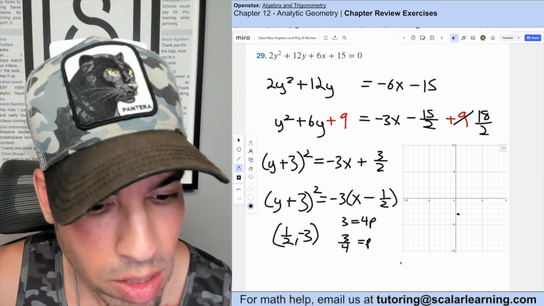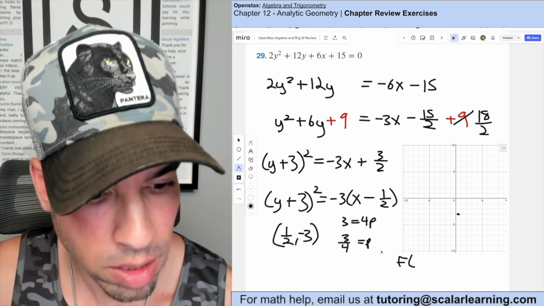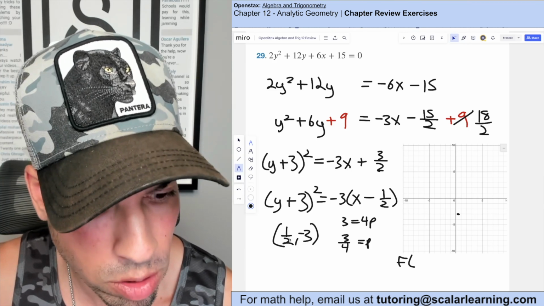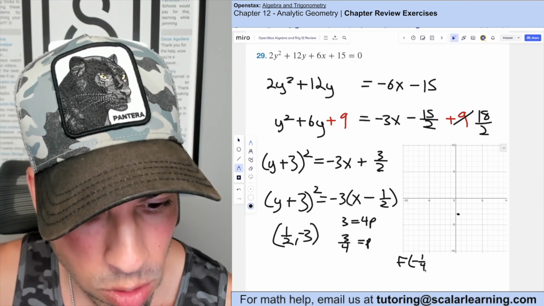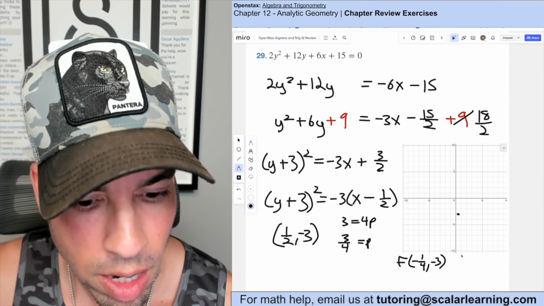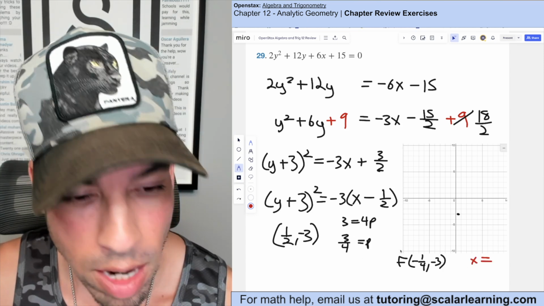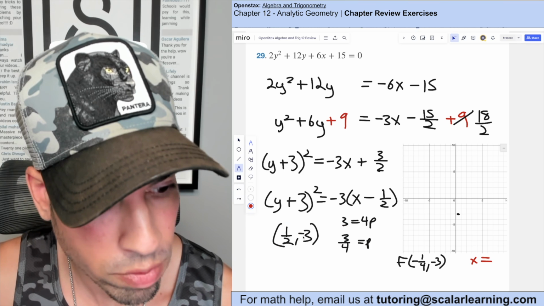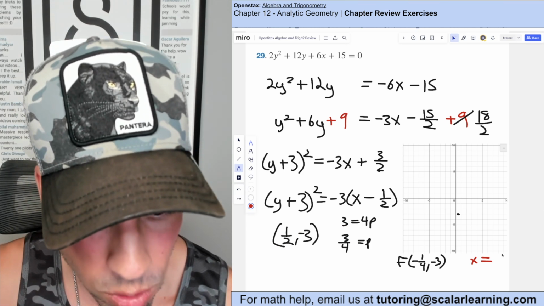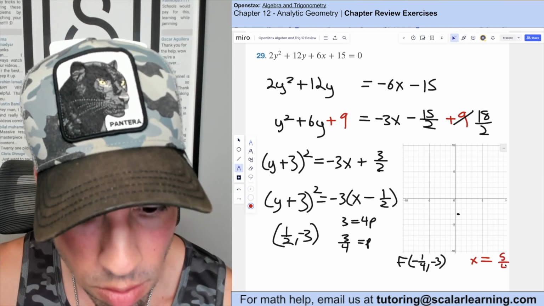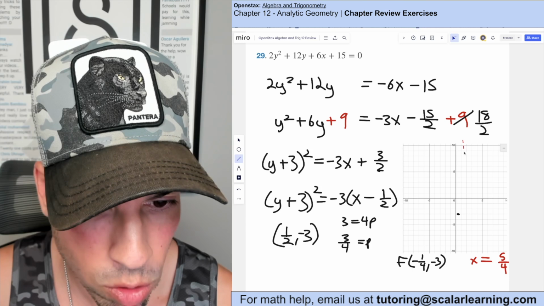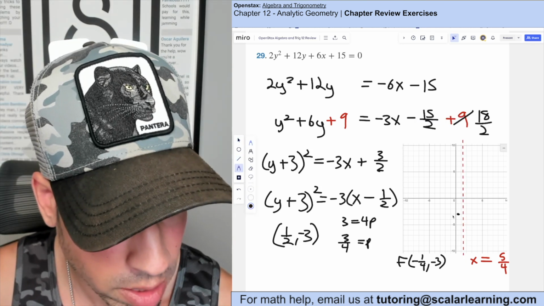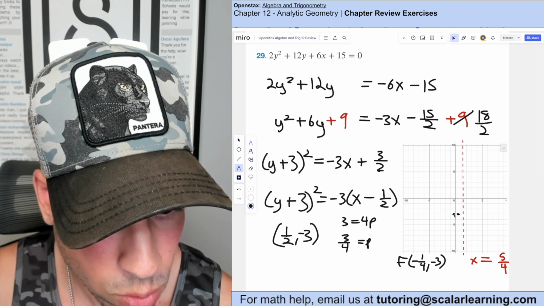All right. So now that means my focus is 3/4 to the left, meaning 1/2 minus 3/4, which is negative 1/4. Then we leave that y value the same. And then for the directrix, we're going to add 3/4 to 1/2. So 3/4 plus 1/2 is going to be 5/4. So x equals 5/4. So 5/4 is 1 1/4. So we're going to do that directrix right here. And then our focus is going to be right here where you've got negative 1/4, negative 3.